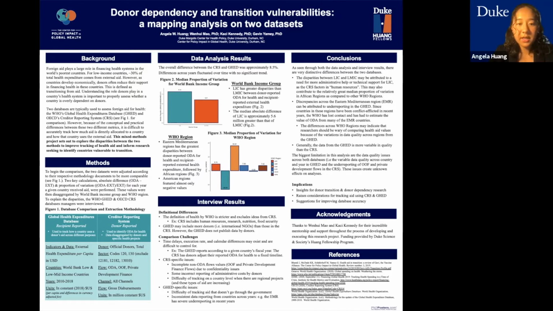So moving on to our data analysis, we found that the overall difference between the Creditor Reporting System and the Global Health Expenditure Database was approximately 8.5%. As we can see in our first graph here, the low-income countries featured greater disparities as compared to low to middle-income countries. In our second graph, we can see that Eastern Mediterranean regions, followed by African regions, featured greater disparities. Interestingly, we also found that American regions almost featured completely negative differences, indicating that external health expenditure would be greater than donor disbursement. We'll explore potential explanation for these trends in a little bit.